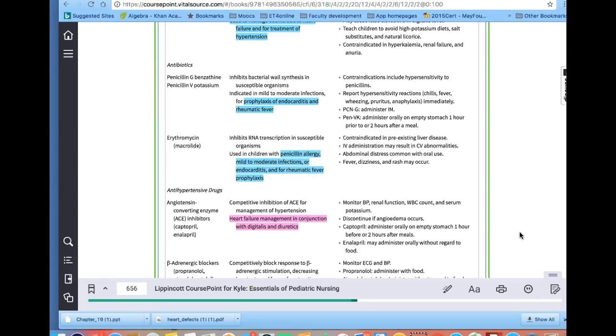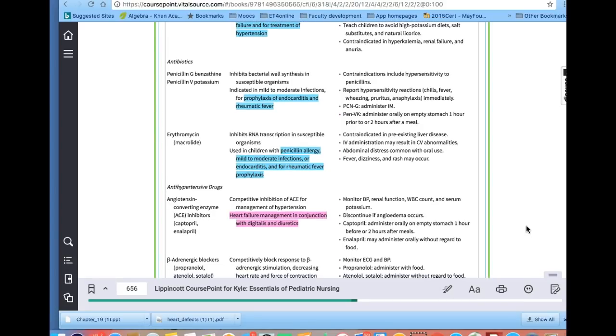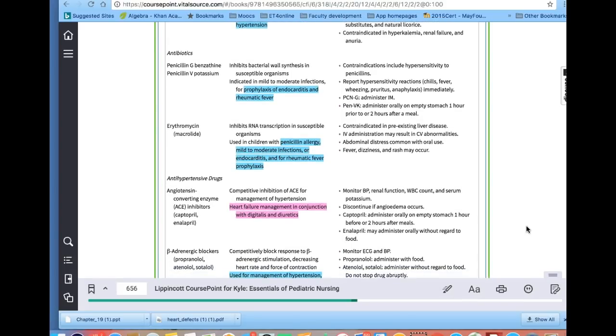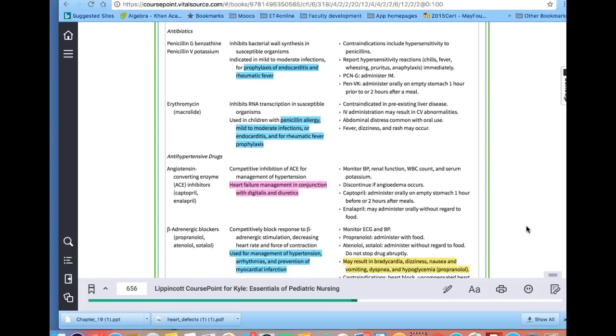A lot of times with teeth cleaning, with dental procedures, they're given penicillin, or if they're penicillin allergic, erythromycin to prevent any kind of rheumatic fever or endocarditis. And again, we're not going to touch a lot on rheumatic fever. You just need to know what it is. It's caused by the strep bacteria. Prevention of rheumatic fever is with penicillin or erythromycin.